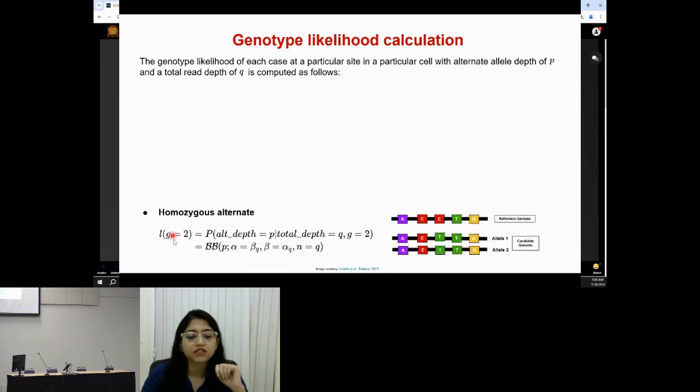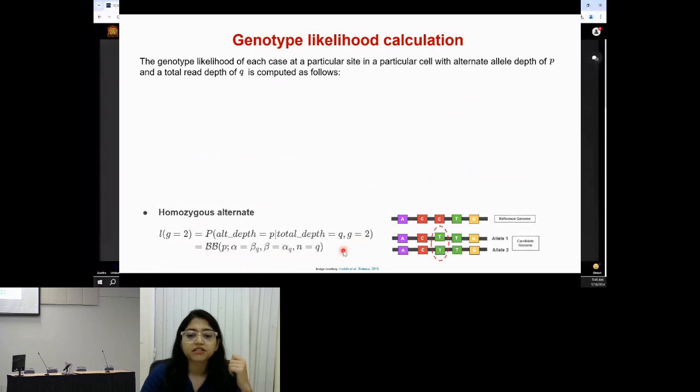And now the third case is G equals 2, where we are not finding any reference evidence. In that case, we have used the same beta binomial distribution that we used in the first case, but this case is completely different from the first one. So we have just swapped the alpha q and beta q parameters.